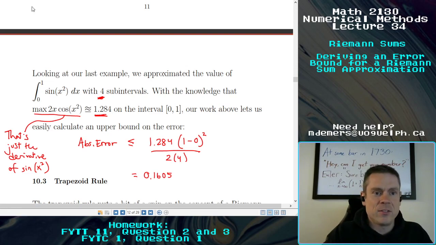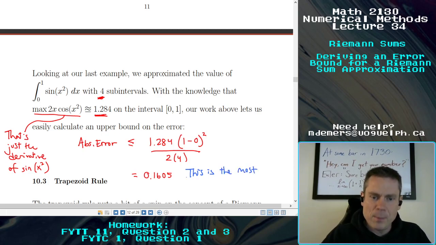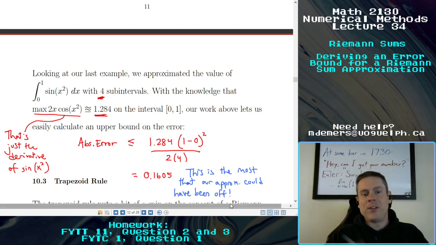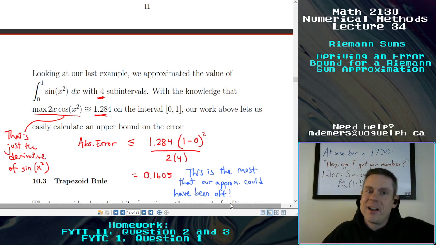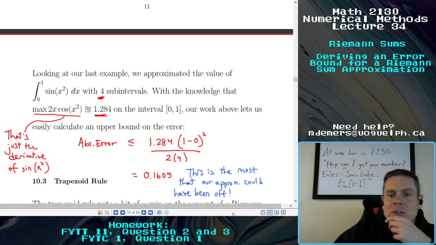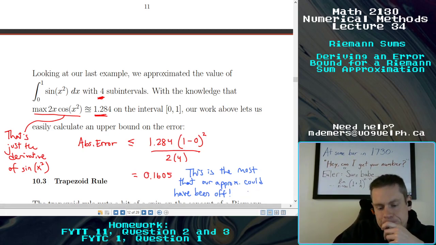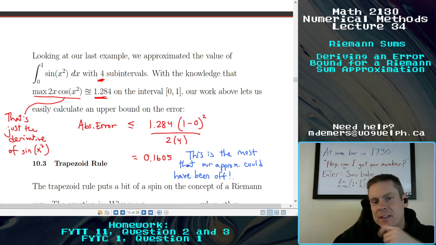So this is the most that our approximation could have been off. It might have been closer than that, right? But it's nice because we have a general formula that's going to work no matter what interval we take, as long as we're able to calculate that derivative. So kind of a cool tool. And I hope that this makes sense.